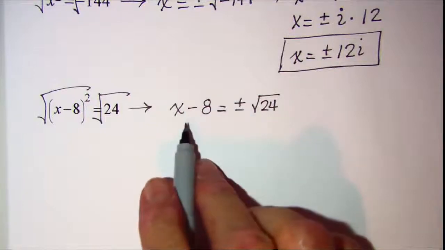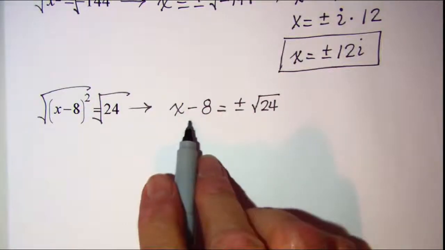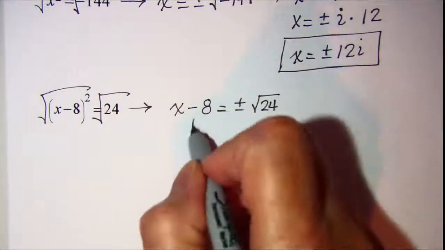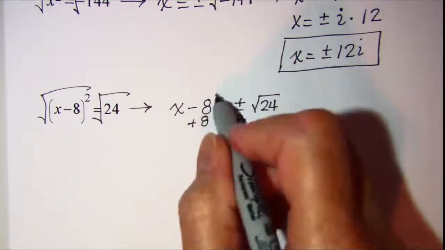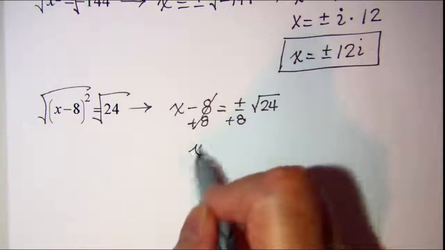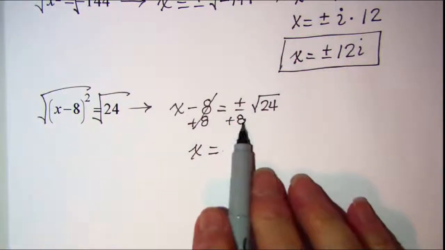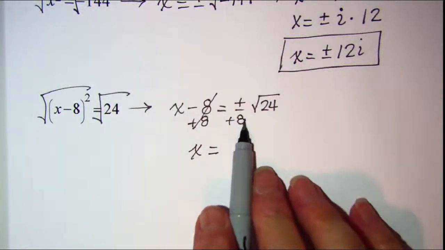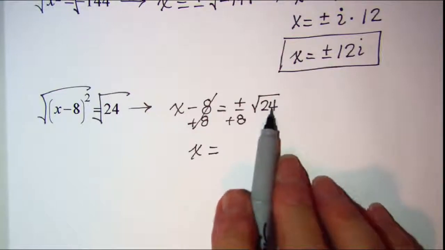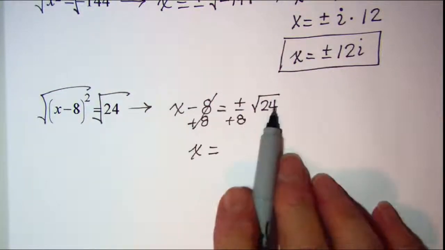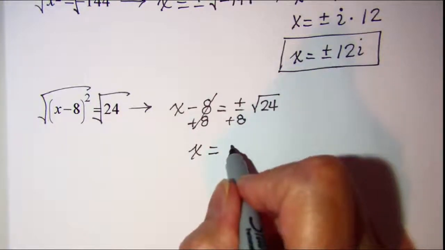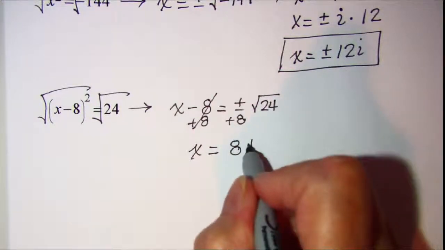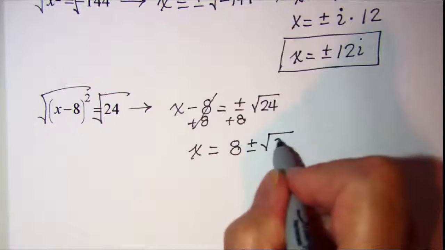Now I want to isolate the x because I'm solving for x. So let's add 8 to both sides. These will cancel, and I have x is equal to. Now this is a rational number and this is an irrational number. So I cannot add those together. So I need to write them separately. I have 8 plus or minus the square root of 24.